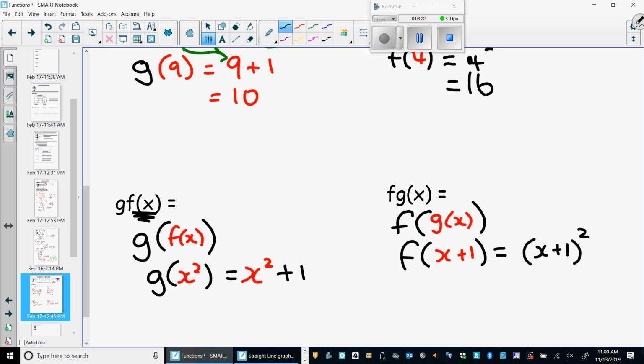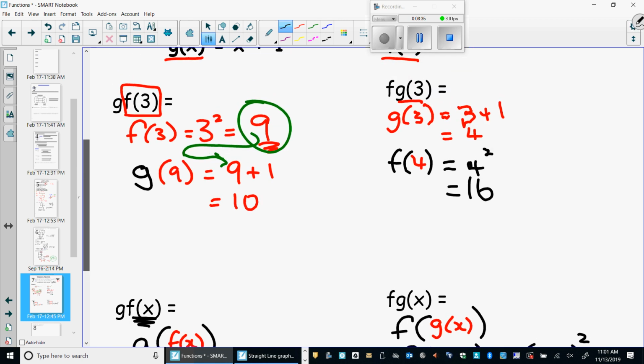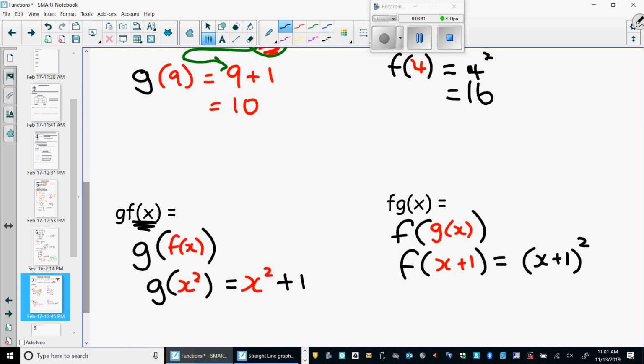Now, just to confirm that we did everything the same, this is our expression for g(f(x)). This is our expression for f(g(x)). If we were finding gf of 3, what we could have done is found this expression here and then substituted in the value of 3. So that would be 3 squared plus 1, which gives me 10. So you get the same answer, it's just that you found your general expression first of all.